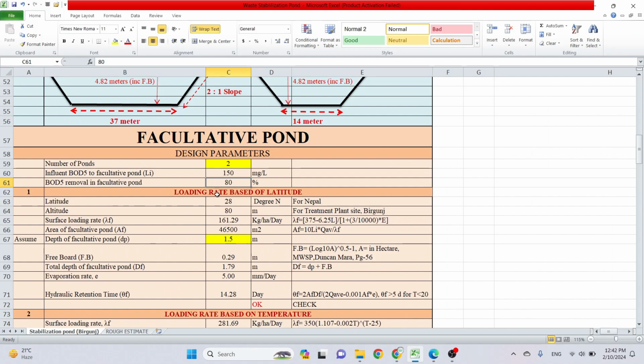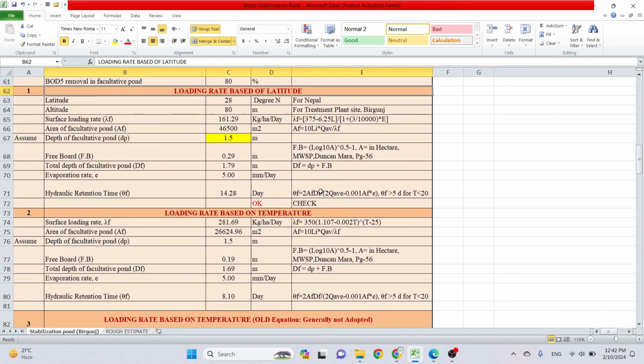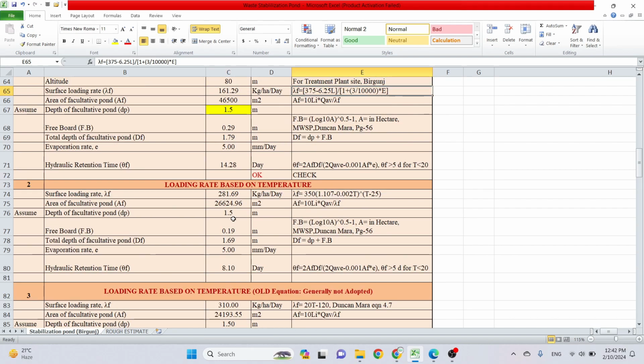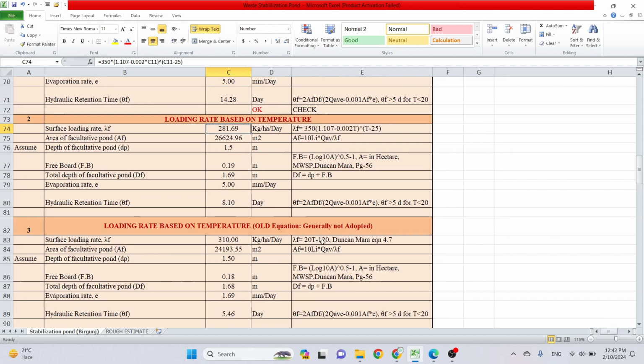80%. So the facultative pond is based on the surface loading rate, which is given by a formula based on latitude, based on temperature. So based on the latitude for Nepal in Birgunj, the surface loading came out to be 161.29 kg per hectare per day from this formula, and based on the temperature, which is given by this formula, it is calculated to be 281.69 kg per hectare per day. And also there is a third equation which is also based on temperature, given by Duncan Mara, which gives 20 T minus 120, which gives a surface loading rate of 310 kg per hectare per day.